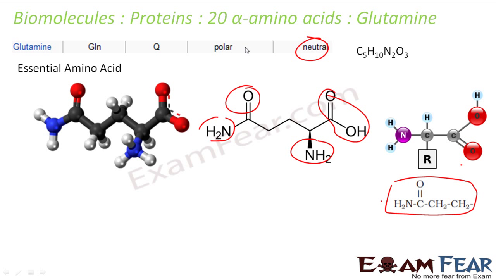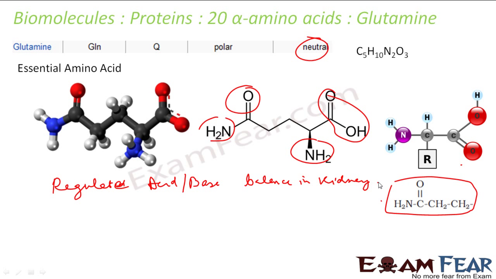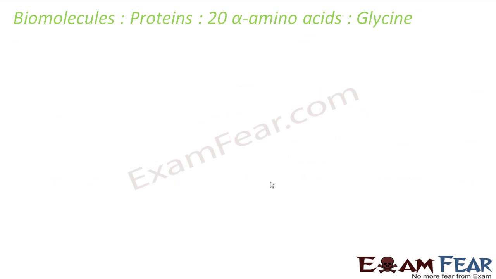The role of glutamine is to regulate acid-base balance in the kidney. That is the main role. And they do this by producing ammonium. It is also used for muscle growth and blood circulation. The source is chicken, fish, egg, milk, wheat, beets, vegetable juice, etc.